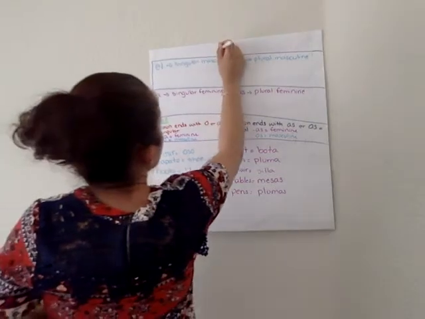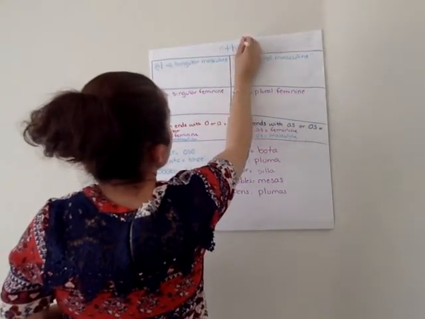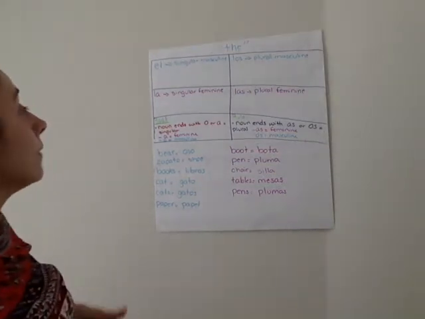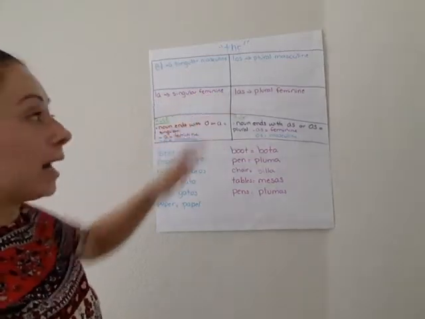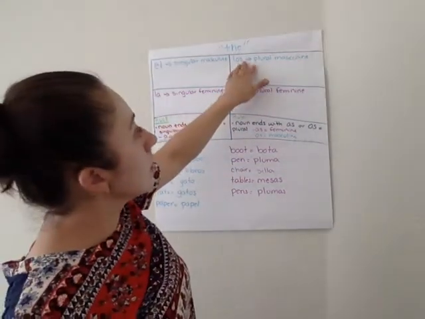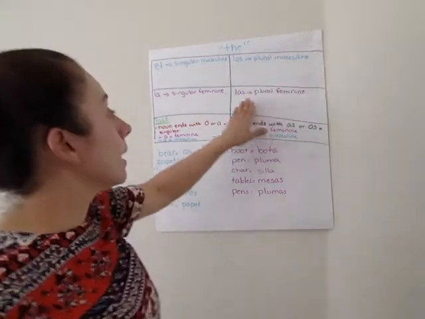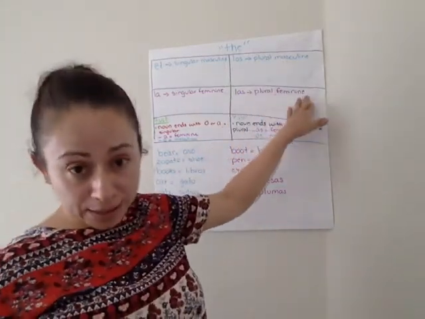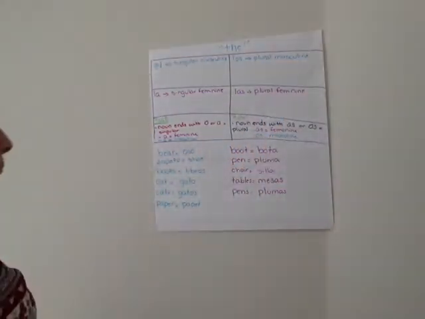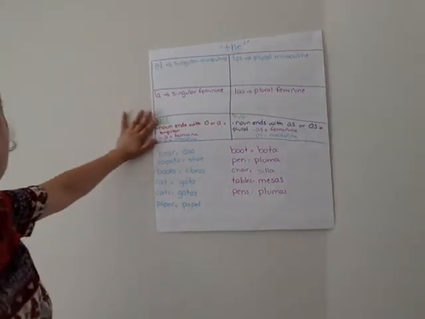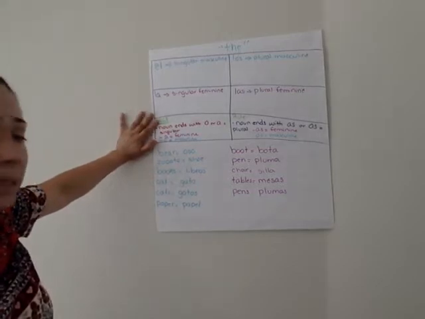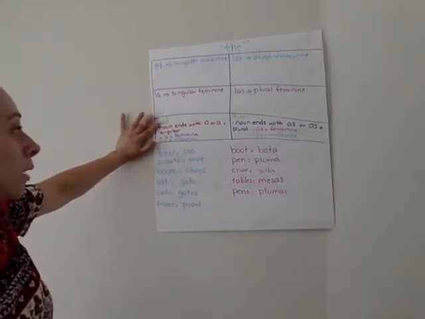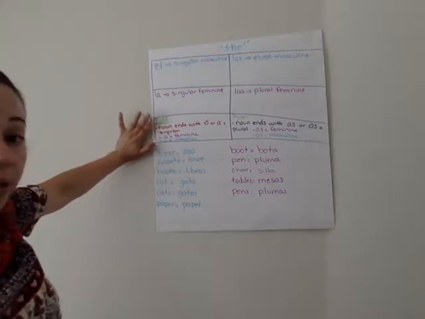So keep in mind that all four of these mean the in English. All four of them. And then we have la, which means singular feminine. Okay? And los, plural masculine, and las, plural feminine. Okay? Now, the rule for singular masculine or singular feminine is that your noun ends with an O or an A.